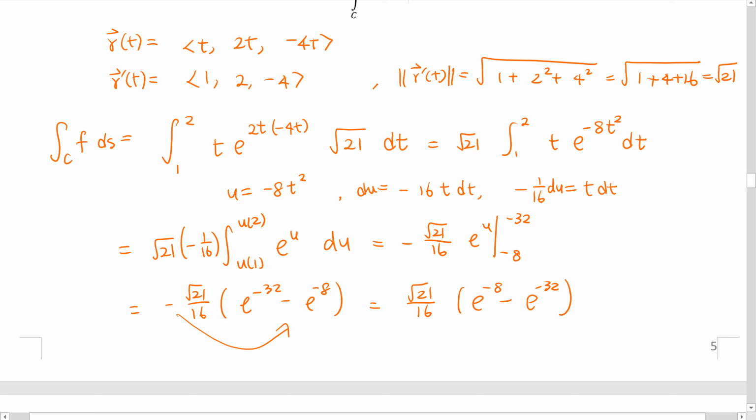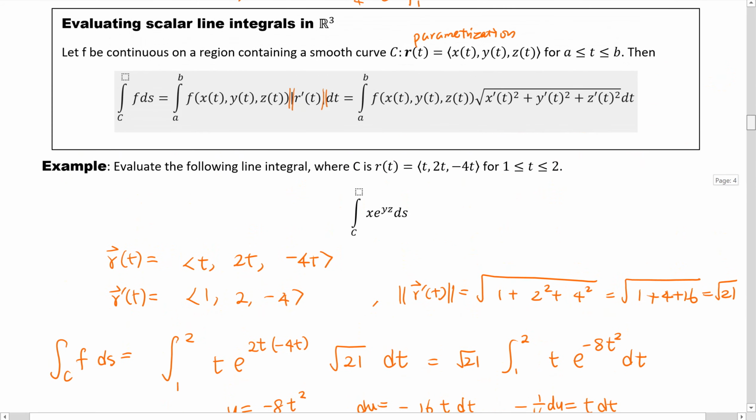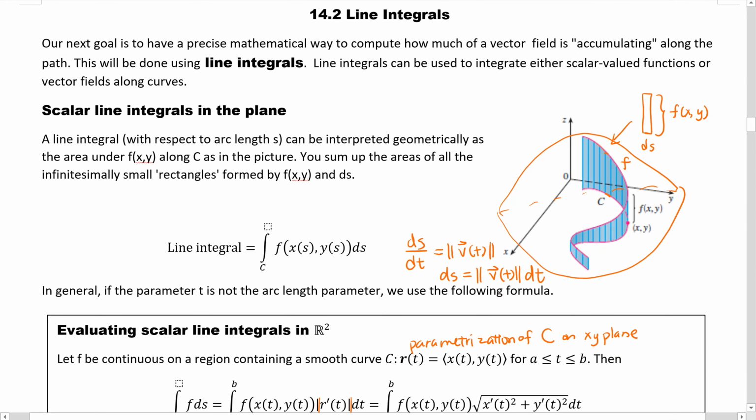Okay. By the way, the line integral can be positive or negative, right? Because let's look at our previous picture. Imagine, look at this picture. If the f is below the xy plane, then this area will be negative. So it's actually a signed area. So the line integral could be positive and it could be negative. So far so good, everybody?